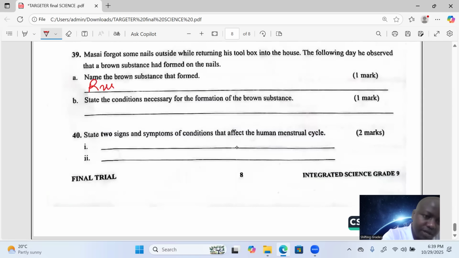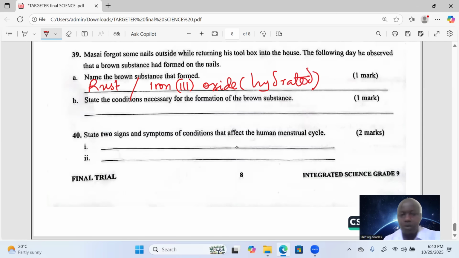And actually, this is hydrated iron 3 oxide. When oxygen and iron mix in the presence of water, we can form iron 3 oxide, which is a solid, and there's no problem. But now when there is presence of water, it becomes hydrated iron 3 oxide, which is now the rust.